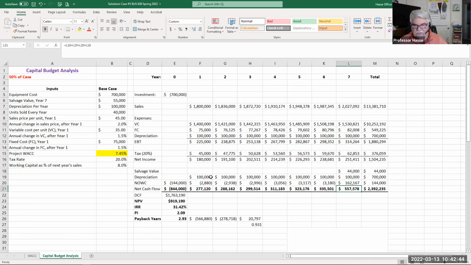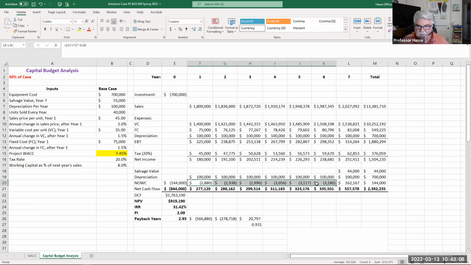We add back in depreciation of 100,000 since depreciation is a non-cash expense. Our working capital has a rate of 8% of the first year revenue, $144,000. And then as the revenue adjusts to inflation, we adjust the delta by 8% and we get these numbers here. And then the entire amount is added back, 8% of year 7 revenue, $162,167.